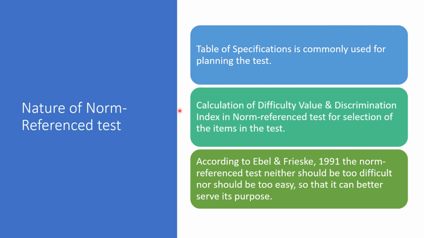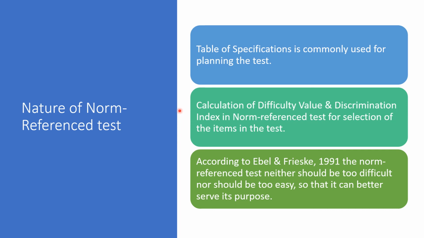If the test is too difficult, then it will not be able to discriminate between the more knowledgeable and less knowledgeable students in that particular area. And if it is too easy, then also it will not be helpful to serve this purpose. Here I am using the terms more knowledgeable and less knowledgeable students in that particular area. So it is clear that we are not discriminating the students into good and bad students. We are discriminating the students into more knowledgeable and less knowledgeable in a particular content area.